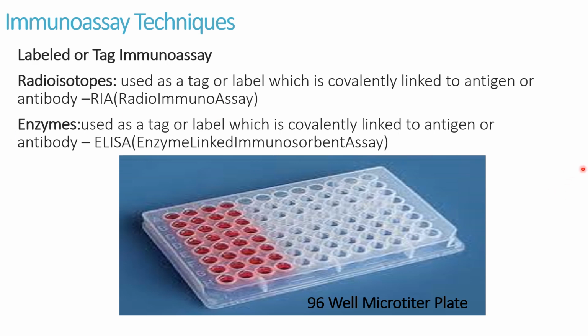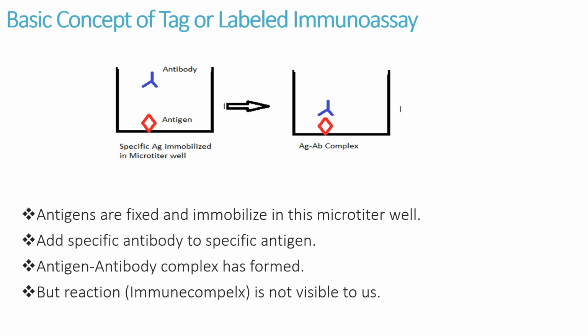Now let us understand the basic concept of tag or labeled immunoassay. Here, this is a microtiter plate, and here specific antigen are immobilized in microtiter well. Now add specific antibody to this specific antigen. Since both antigen and antibody are specific to each other, antigen-antibody complex has formed. This binding is not visible to us, but it took place.